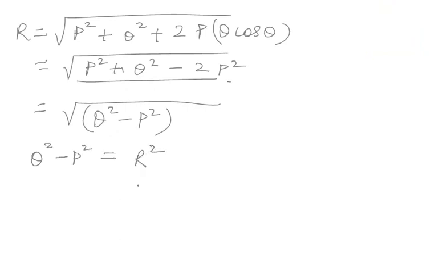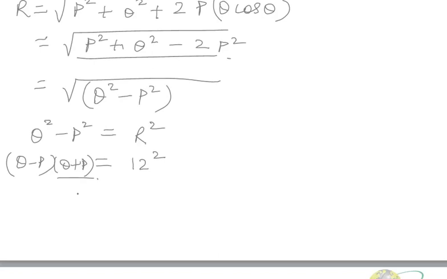Now the value of the resultant R is given as 12, so this is 12 squared. Q square minus P square can be written as Q minus P times Q plus P. Q plus P, that is the addition of the magnitudes, is given to us as 18. So the value of Q minus P will be equal to 144 divided by 18. If you solve this, you will get 8.